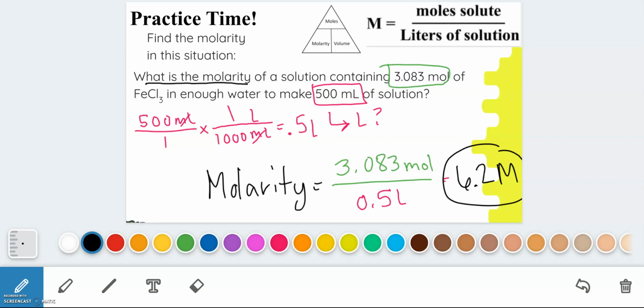So that's how you calculate molarity. Hopefully this was a chance to get you some practice.